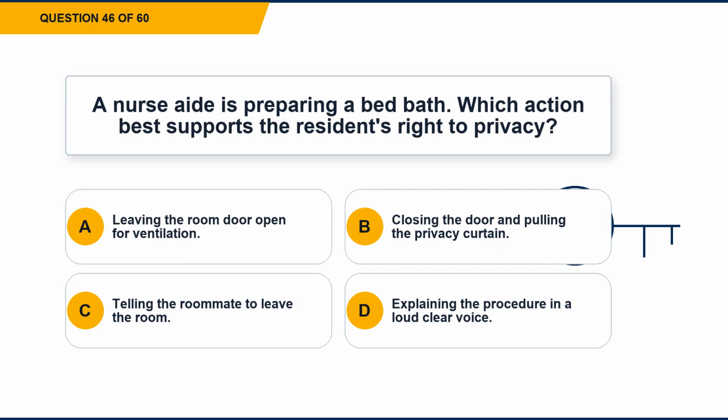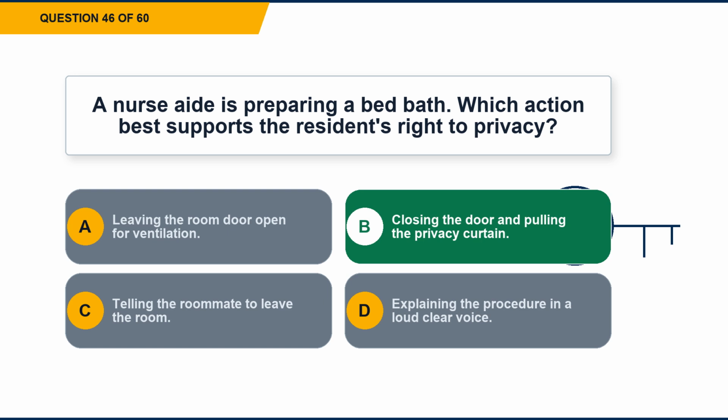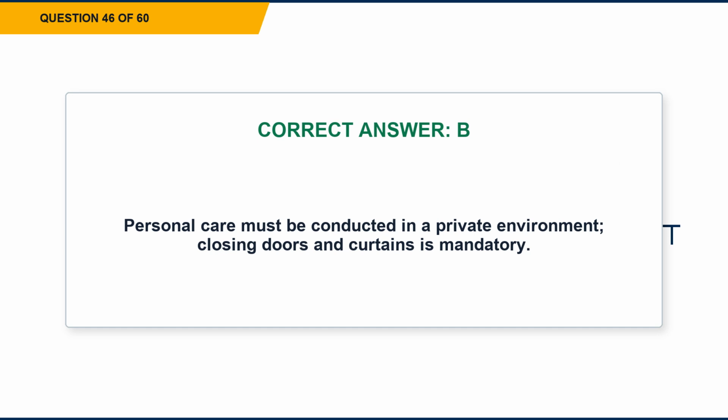Question 46. A nurse aide is preparing a bed bath. Which action best supports the resident's right to privacy? Option A, leaving the room door open for ventilation. Option B, closing the door and pulling the privacy curtain. Option C, telling the roommate to leave the room. Option D, explaining the procedure in a loud, clear voice. The correct answer is option B, closing the door and pulling the privacy curtain. Explanation: personal care must be conducted in a private environment. Closing doors and curtains is mandatory.